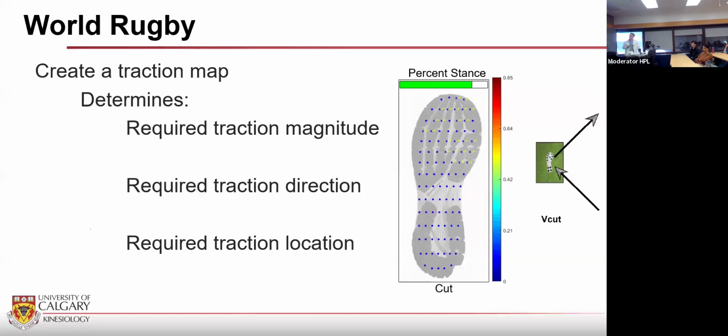So here's a sample traction map of an athlete performing a V-cut movement. So we can see as this moves through, for every percent of the stance phase during their cutting movement, we get these little arrows. So these arrows, the color indicates the magnitude of the traction. The way the arrow is pointing indicates the direction of the traction. And the location of where they are on the outsole indicates where they're using or where they require that traction.